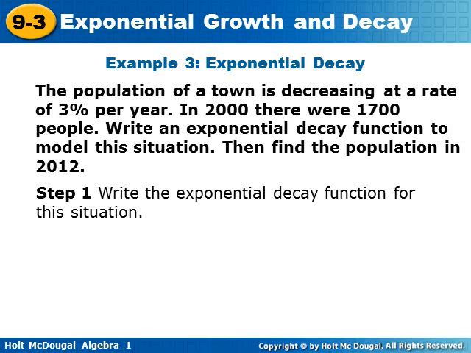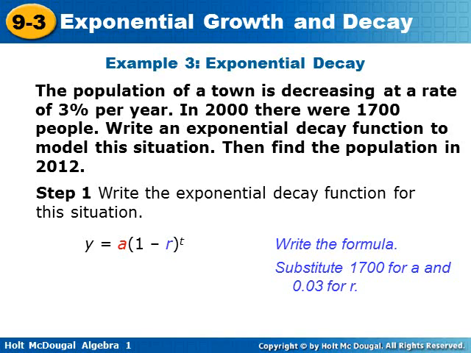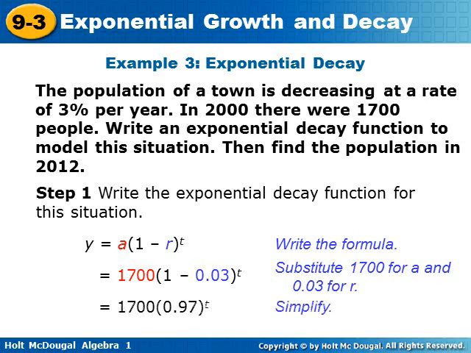So step 1, we're going to write the exponential decay function for the situation. The formula is y equals a times (1 minus r) raised to the power of t. We're going to substitute in 1,700 for a, that's the original amount of people, and 0.03 for r, the rate, that's the 3% as a decimal. So we get 1,700 times (1 minus 0.03) raised to the value of t. And when we simplify, we get 1,700 times (0.97) raised to the value of t.